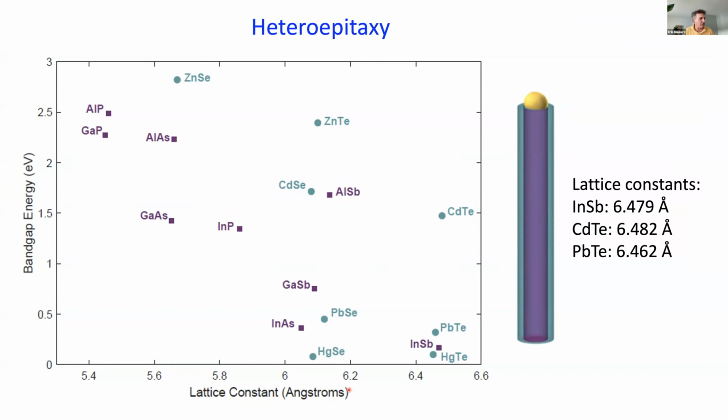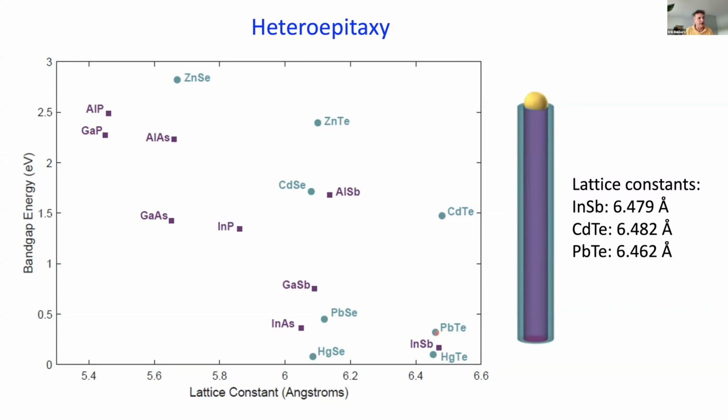And as mentioned already, we're going to discuss today this 6.4 angstrom family. Our work is mainly based on indium antimonide, which is here. And in purple, you can see the 3-5 semiconductors. And you can see that indium antimonide is really very extreme. It has an extremely large lattice constant compared to all the other 3-5s, but also it has a very small bandgap energy. And then in this greenish color, you can see another family of semiconductors, which are called the 2-6 semiconductors. For instance, cadmium telluride here.